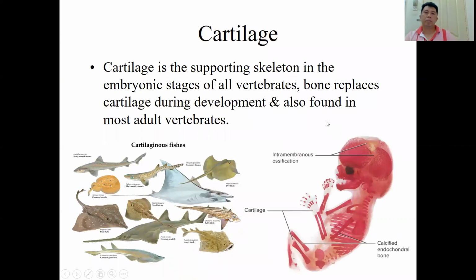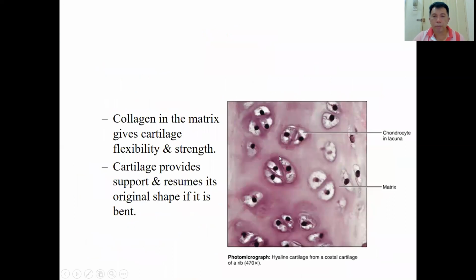Cartilage is the supporting skeleton in the embryonic stages of all vertebrates. Then bone will replace the cartilage during development, and cartilage is also found in most adult vertebrates as well. For example, your nose and your ears. Collagen in the matrix gives the cartilage flexibility and strength.